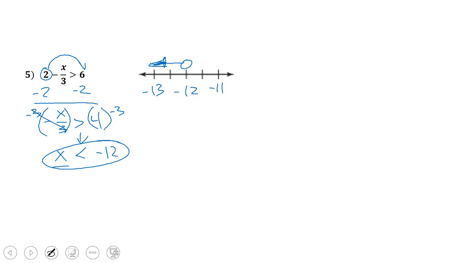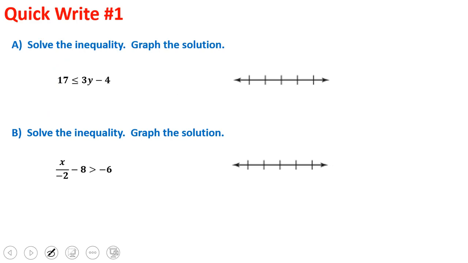Ladies and gentlemen, that pretty much concludes our first video tonight. We only have 2, so we're going to get this one done with our quick write. You have 2 to solve and graph that we can review tomorrow as we revisit our notes. Go ahead and pause the video, write those down, then take a quick break, come back and join us for video number 2.